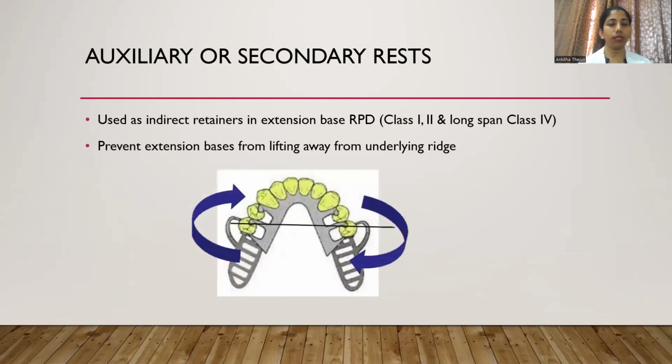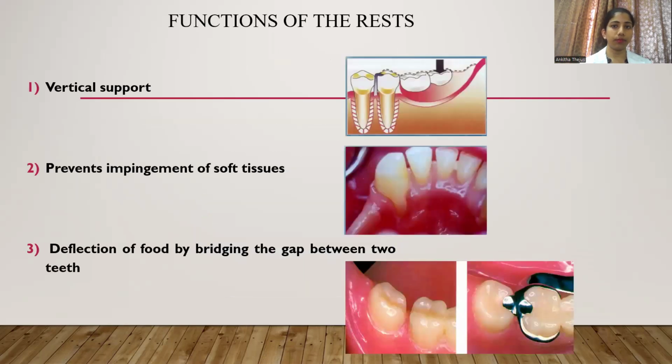Next, we have the auxiliary or secondary rest. It is used as an indirect retainer in extension-based RPDs, mainly class 1, class 2, and long span class 4 cases. It prevents extension bases from lifting away from the underlying ridge.